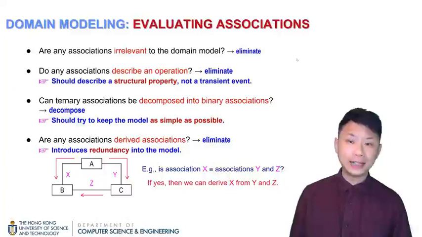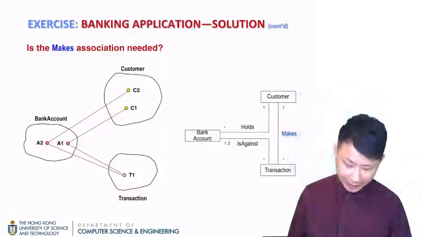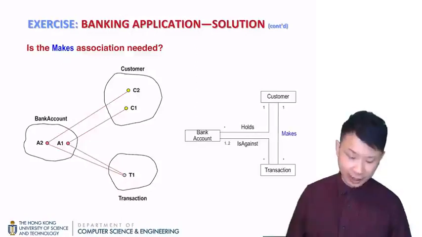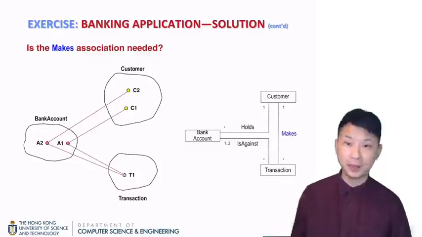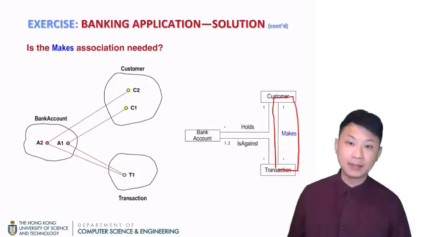So now let's study an example from our exercise. Now let's say we have this class diagram. In this class diagram, we try to keep track of all the transactions for different accounts, and the accounts belong to different customers. Now we can see that we have a cycle in this diagram. So can we remove one of the links in the class diagram?